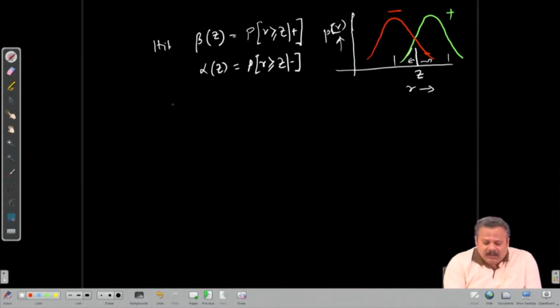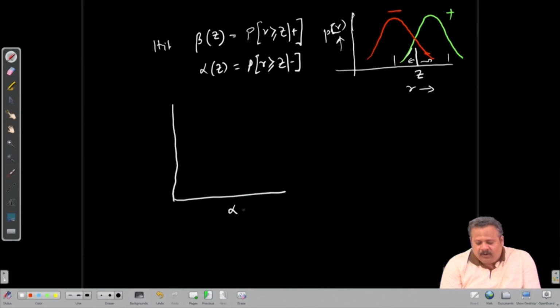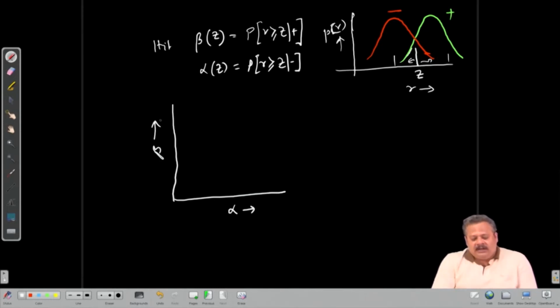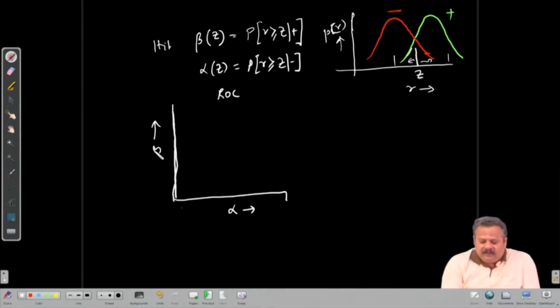As we started out, if we were to plot alpha and beta as a function of z, that is what we will call the ROC curve. So, this alpha will vary between 0 and 1, and beta will vary also between 0 and 1.